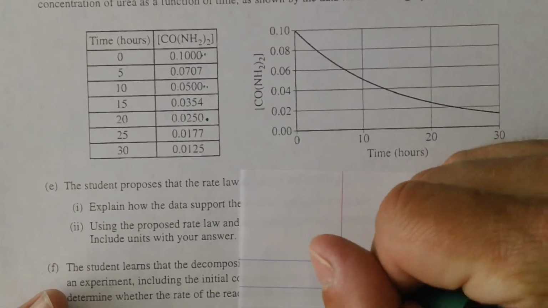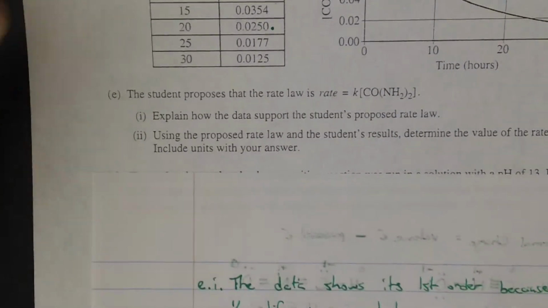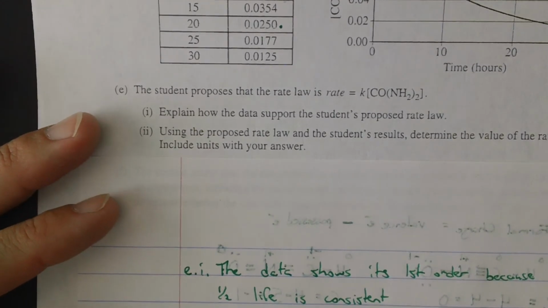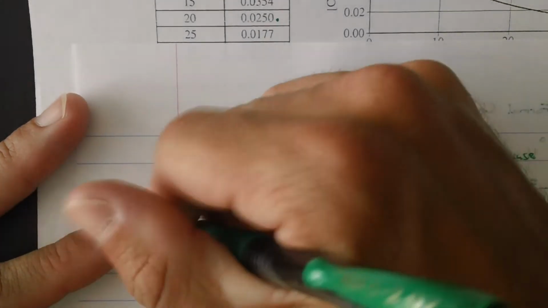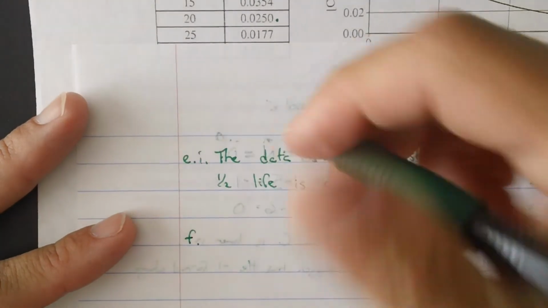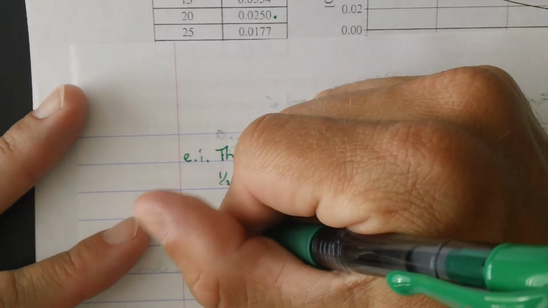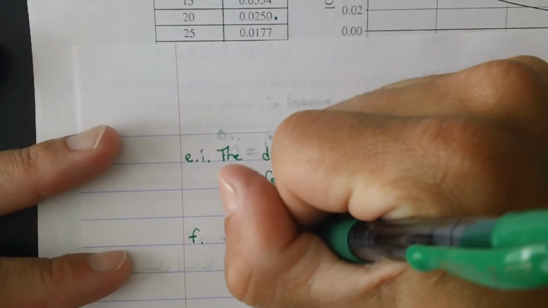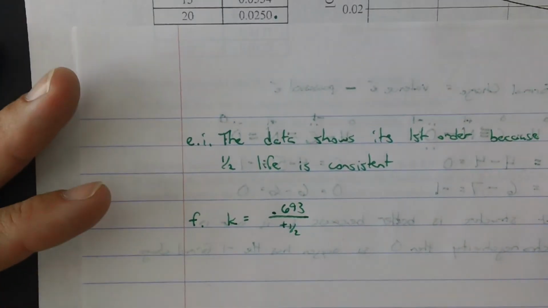That's part E1. Then E2 comes back and says, using the proposed rate law and the student's results, determine the value of the rate constant. Include units with your answer. You have a wonderful formula on your formula sheet that says the k value is equal to 0.693 divided by the time for one half-life.